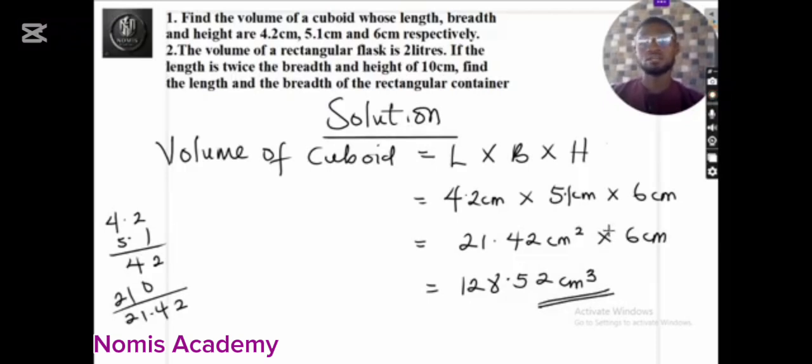So let's take question number 2. Question number 2 says the volume of a rectangular flask is 2 liters. If the length is twice the breadth and height is 10 centimeter, find the length and the breadth of the rectangular flask. This question looks a little bit tricky, but it's not as difficult as it might look. Let us get into the solution.